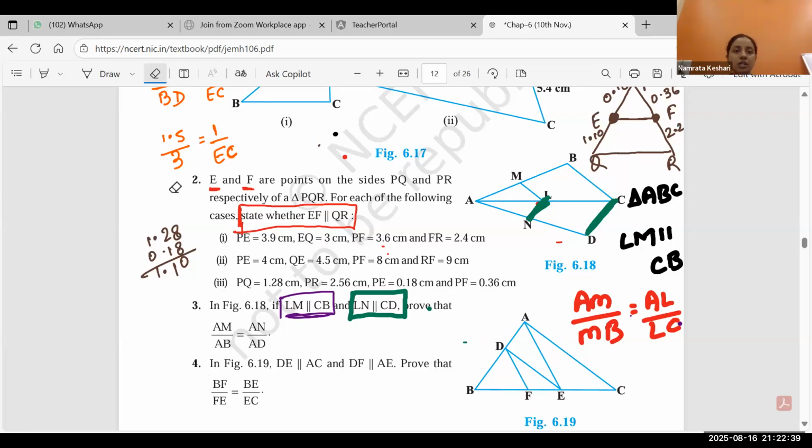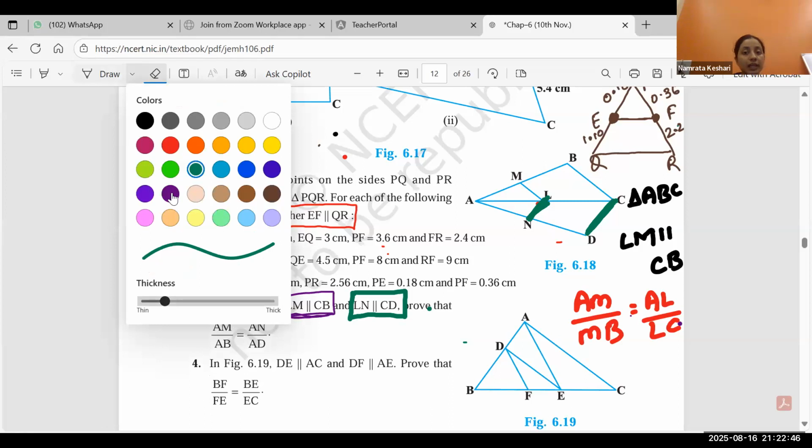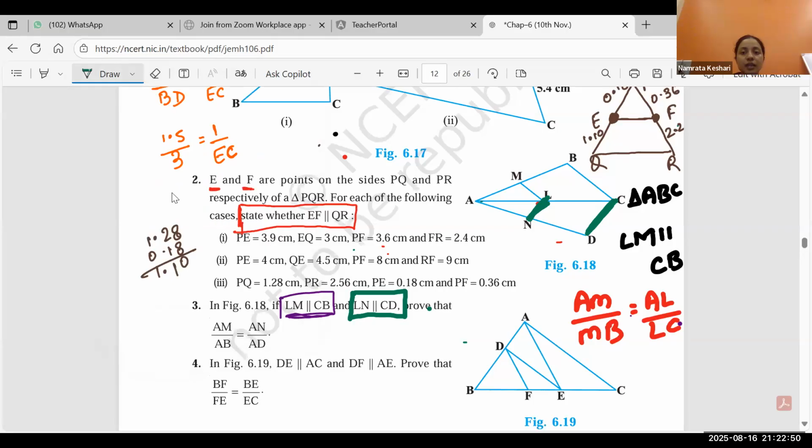ध्यान से LN और CD को देखो और मुझे बताओ कौन सा ट्रायंगल हम ले सकते हैं। Triangle ACD. ADC। ओके, ऐसे पहचानना है। ADC ट्रायंगल हम ले सकते हैं और इस ट्रायंगल में एक लाइन LN है जो एक साइड CD के पैरेलल है। Okay, now we can write the ratio will be same. Which ratio? AL by LC will be equals to AN by ND. Yes or no? Yes, ma'am. Okay, in bracket by basic proportionality theorem.